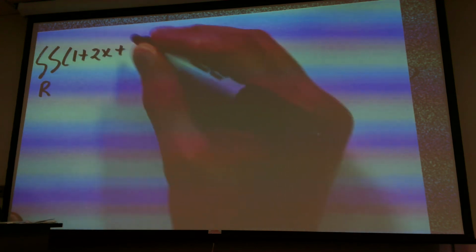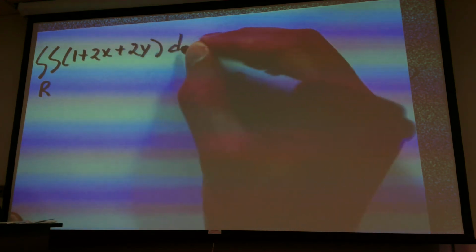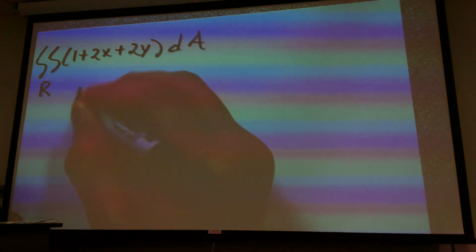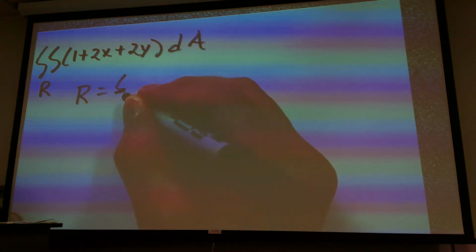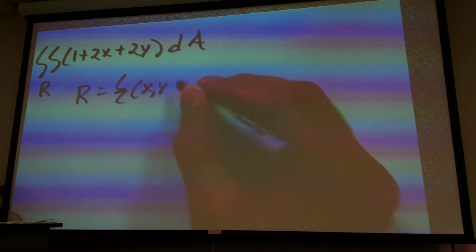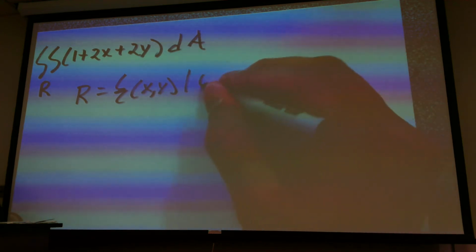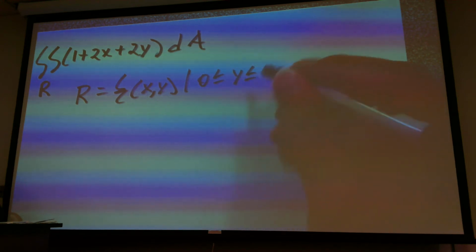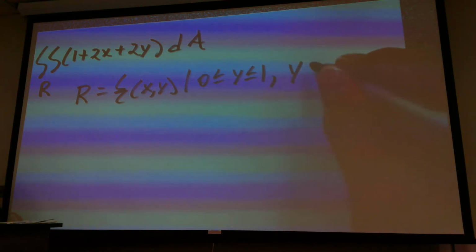So, let's say we have a double integral across a region, and this is 1 plus 2x plus 2y. And we're just going to define the region as equaling all of x, y values such that 0 is less than or equal to y, which is less than or equal to 1, and y is less than or equal to x, which is less than or equal to 2y.